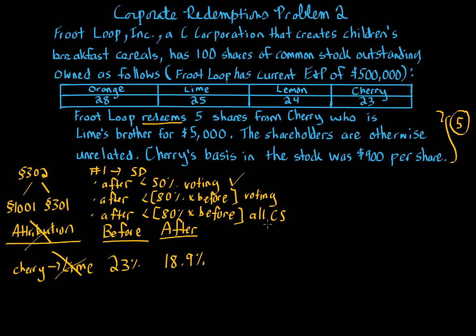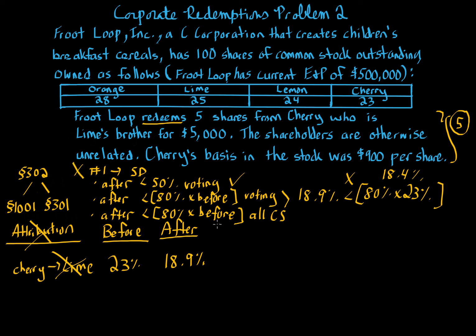Okay, so the after percentage is 18.9%. Is that going to be less than 80% times 23%, which when we calculate that, that's 18.4. So we're close, but unfortunately no cigar, right? We fail because we're not less than 18.4%. And both these tests are the same because, again, in this fact pattern, voting common stock and all common stock are the same. So we fail the substantially disproportionate test.